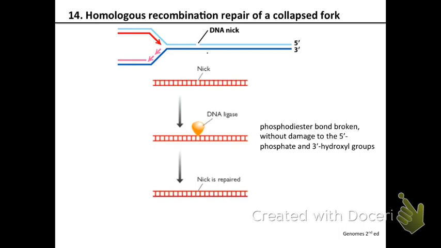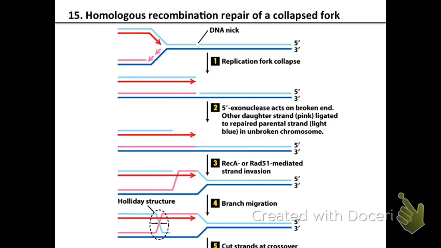Easy peasy, right? But if this nick is not repaired before a replication fork arrives, what will happen is that, imagine, this is the leading strand that's being synthesized and coming up here. It goes down here and comes all the way to the nick. And all of a sudden, you basically broke the replication fork because you no longer have a template, right? In these cases, we call it replication fork collapse. What that means is it just stops, okay? Because it has nowhere to go.